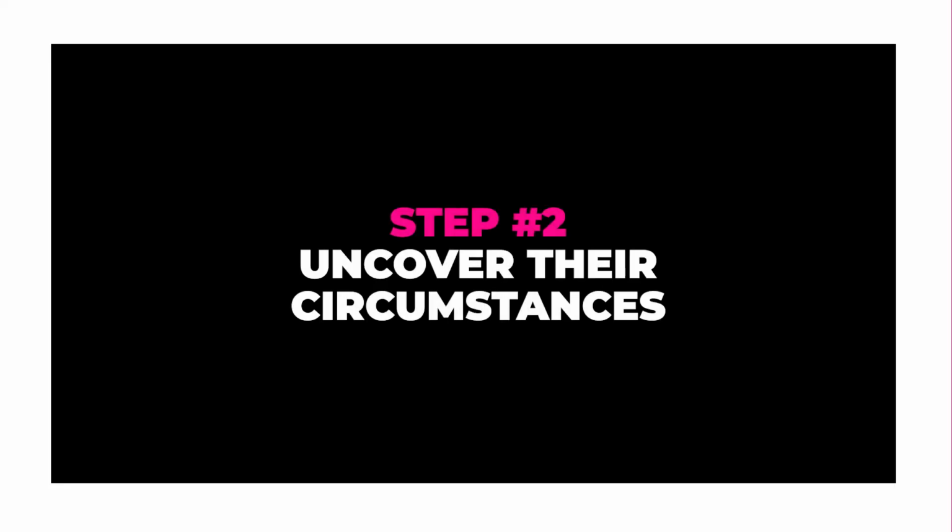Step number 2, uncover the circumstances of their lives. Now, the circumstances of your audience's lives are essentially their demographics. So here we're talking about their age, their gender, their profession, their income. Are they married? Do they have kids? Where do they live? All of these details will fill in a picture of the circumstances of their lives. And this is really where the broad title of who your audience is starts to come to life in a little bit of detail. So get into as much information as you can about their demographics and uncover those circumstances.